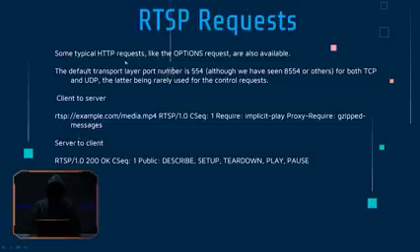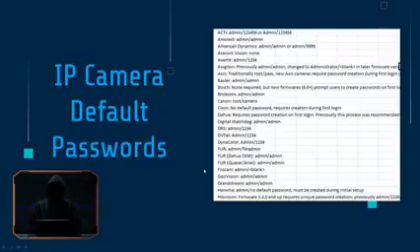Typical of HTTP requests, like the options requests that are also available, the default transport layer protocol port is 554, as we talked about, although we have seen 8554 and 5554 and others similar. Here's what it looks like in terms of the URL to be able to connect to these servers. So that's some of the basics of the RTSP protocol.